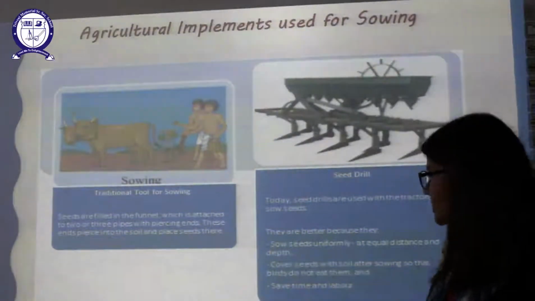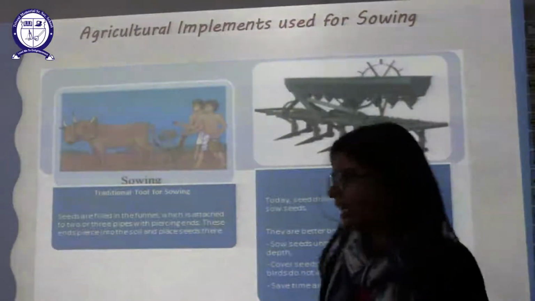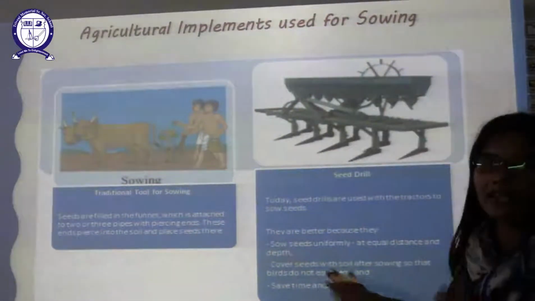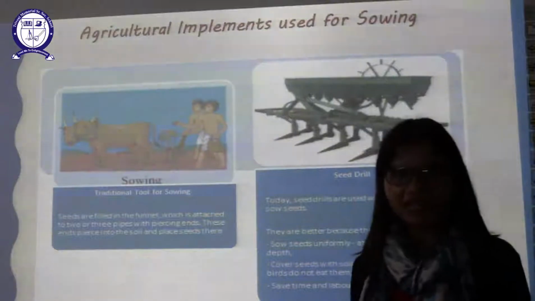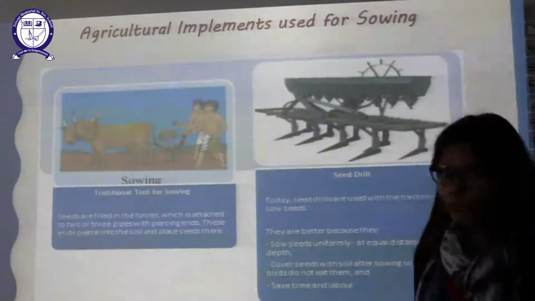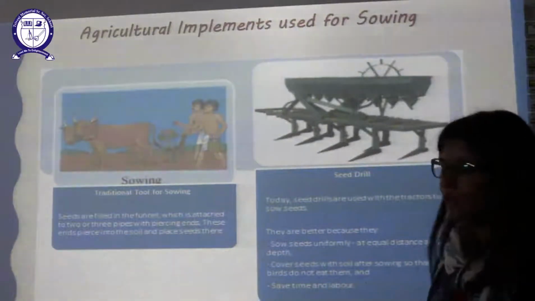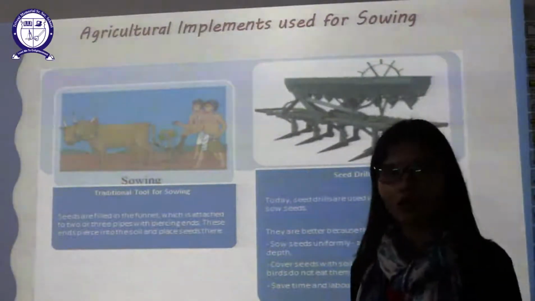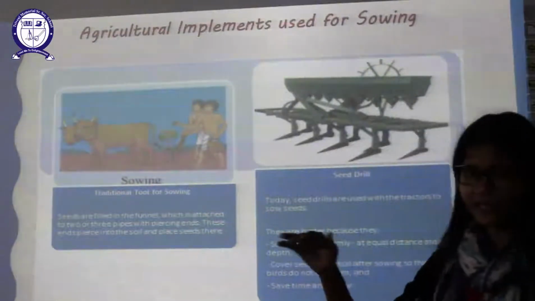Sowing seed uniformly at equal distance and equal depth is important, because without it the two seeds will compete with each other for the nutrients and they will not grow. So we need to have that much distance so that they can grow in proper amount, to proper height.